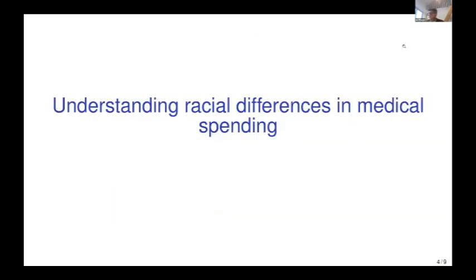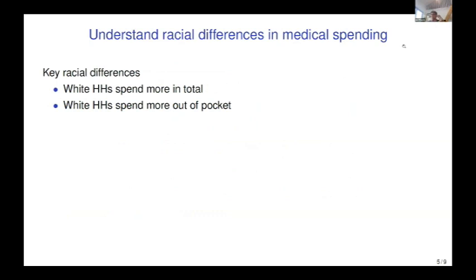Now, the next thing that I want to show you is just to try and understand what potentially drives these differences, at least in a statistical sense. And then we can think a little bit more deeply about what are the deeper economic forces causing these differences. Just in terms of what I've shown you already, white households spend a little bit more in total, and they spend a lot more out of pocket than minorities.